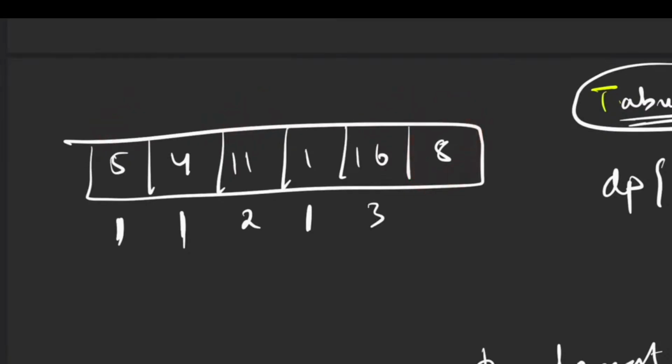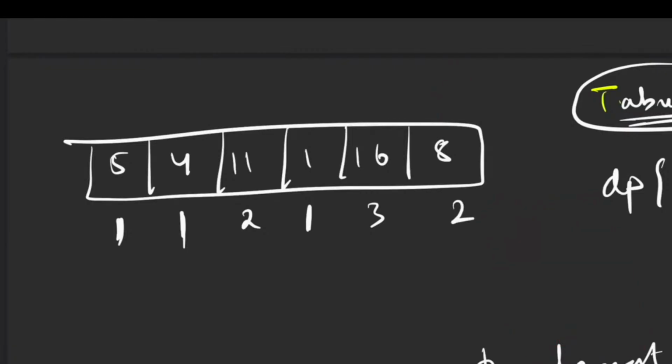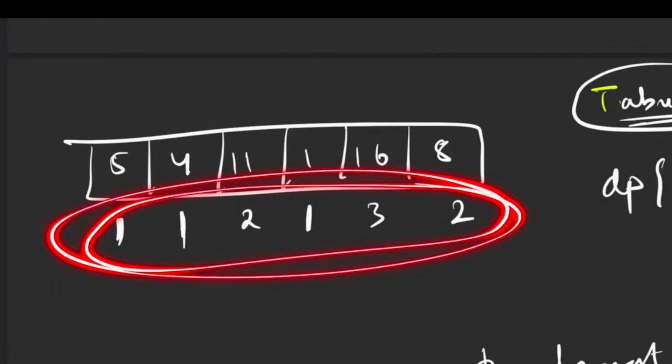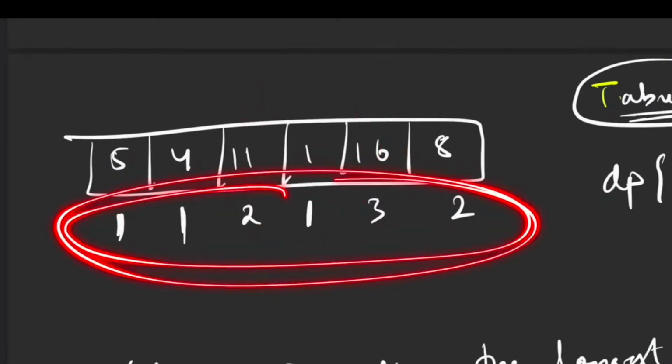For 8, can I have 16 before 8? No. Can I have 1 before 8? Yes, so 1 and 8 can be together. Can I have 11 and 8? No. Can I have 4 and 8? Yes. So I can have 1 and 8, 4 and 8, 5 and 8. I can't see more than length 2 that ends here, so I still have a length of 2. Thereby, I know at 11 a length of 2 ends, and at 16 a length of 3 ends. So if I know this for every index, this is the possible answer.